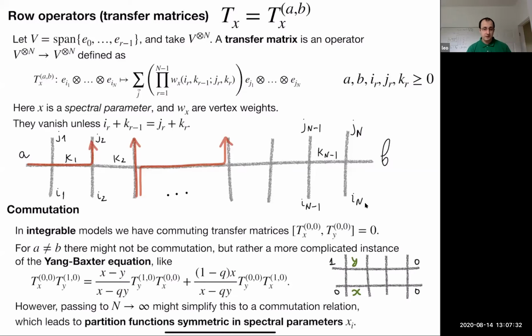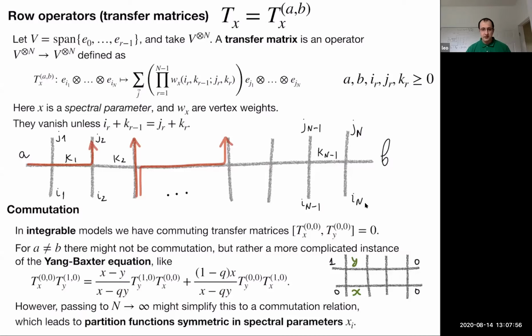So if the model is integrable, this usually means that transfer matrices with different spectral parameters commute. Vertex weights might depend on spectral parameter x, and you'll see in examples how this dependence goes. But integrability usually means that transfer matrices with different spectral parameters commute.